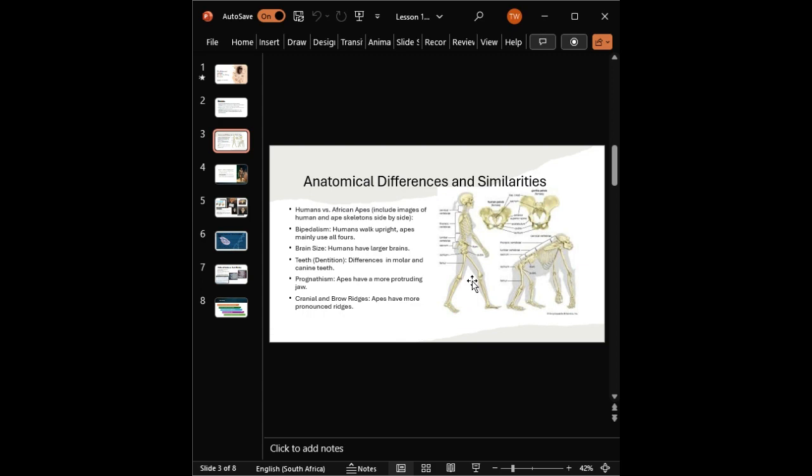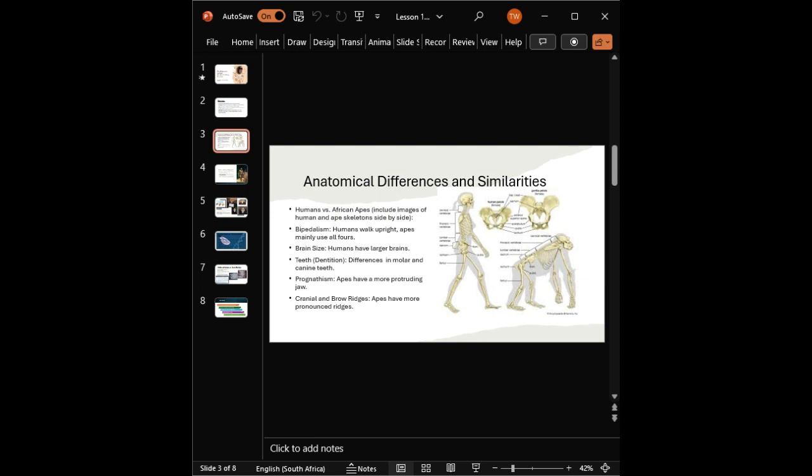Another key difference is brain size. Humans have significantly larger brains which have allowed for complex thinking and language development. Now, when we look at the teeth or dentition, humans have smaller molars and less pronounced canines compared to apes. Prognathism is another difference. Apes have more protruding jaws, while humans' faces are flatter.